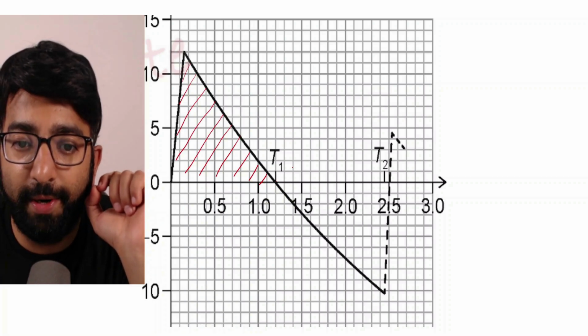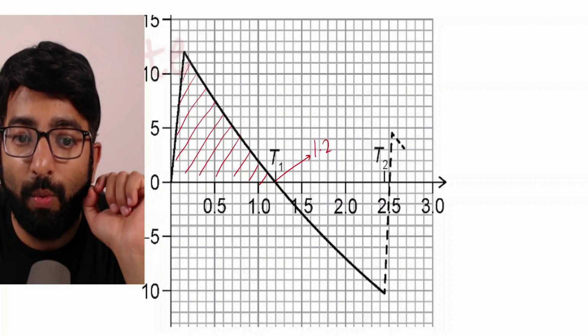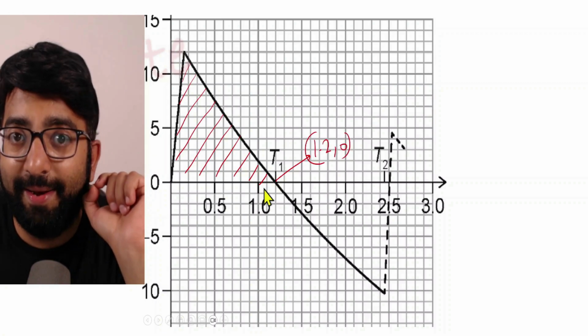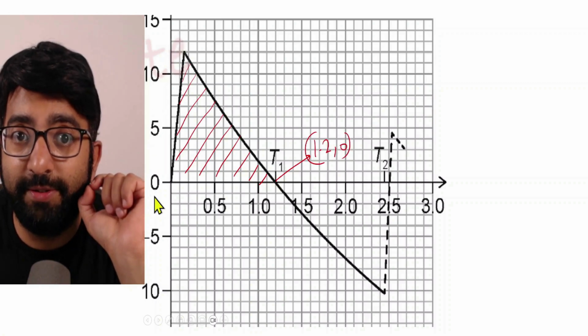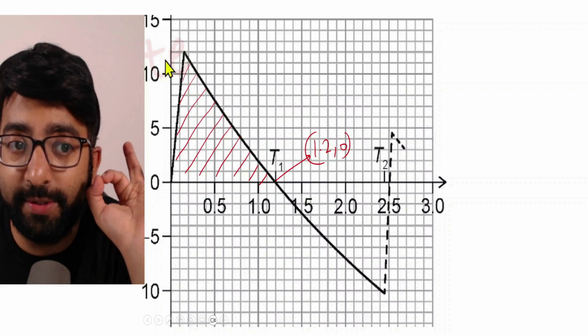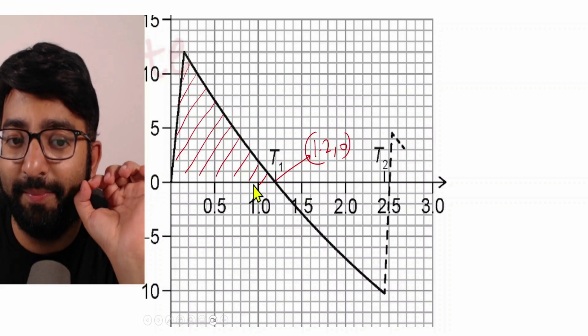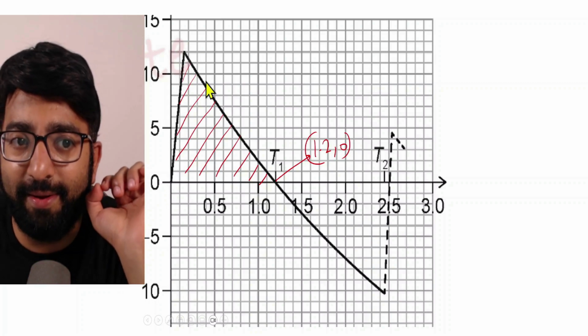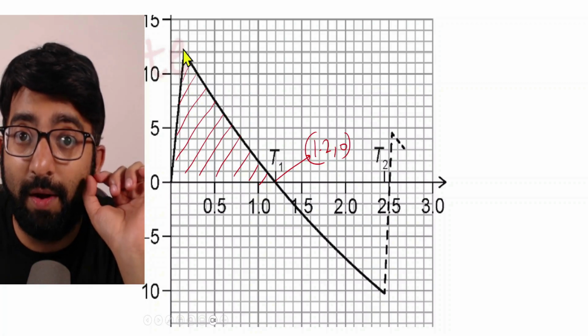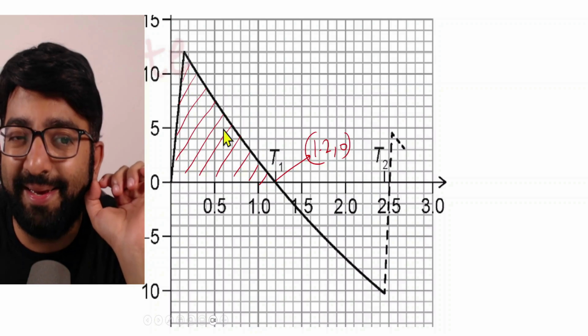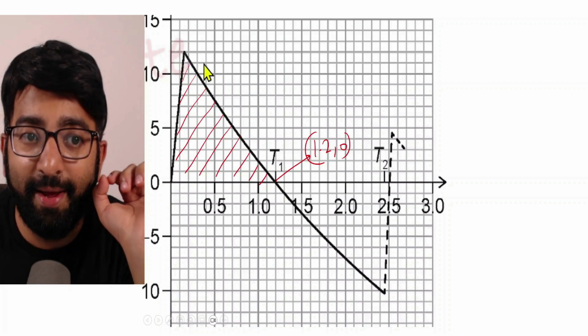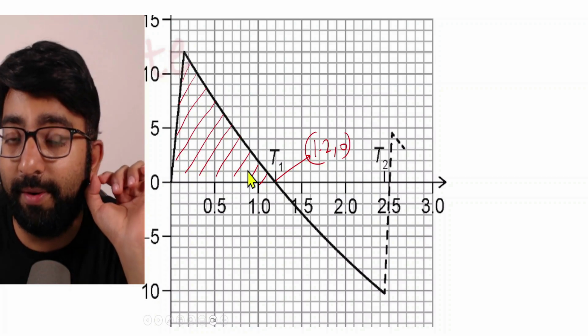So let me write down the coordinates of this point first. This is 1.2 comma 0, and let us try to find the area of this region. So we can approximate this region to be a triangle. Even though it's not exactly a triangle, this particular part of the graph is a curve. It's not a straight line, but it is approximately a straight line. Hence, we can approximate this region to be a triangle.